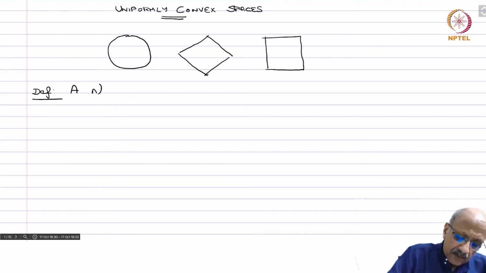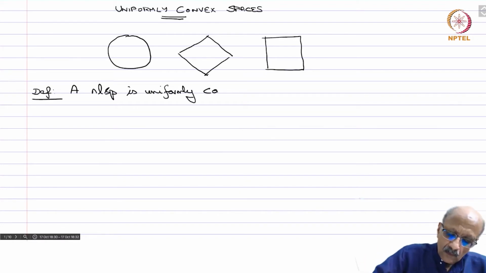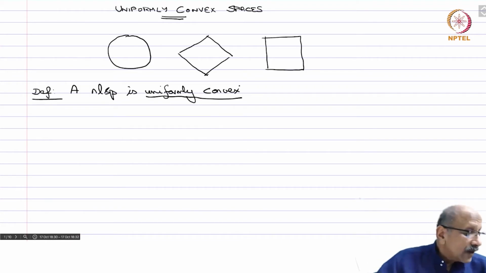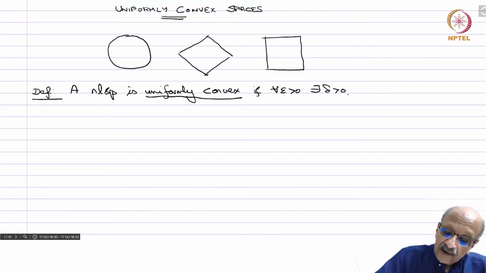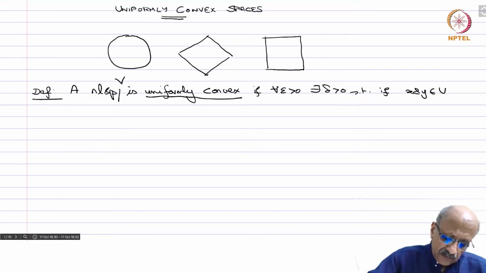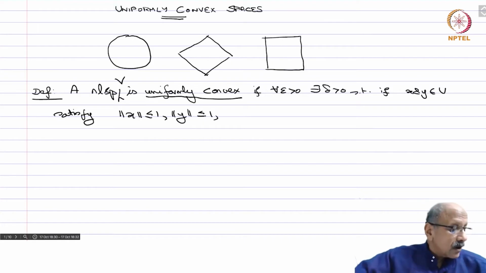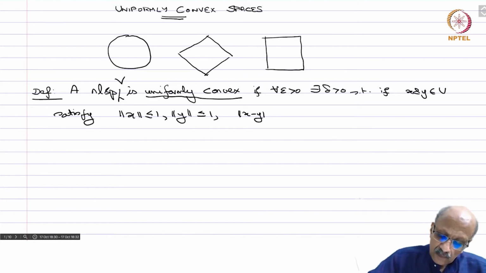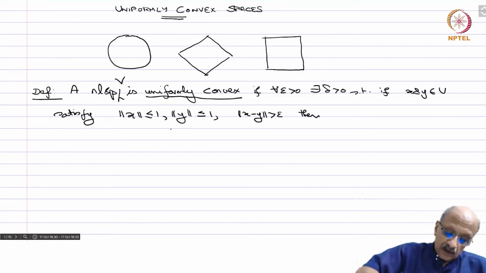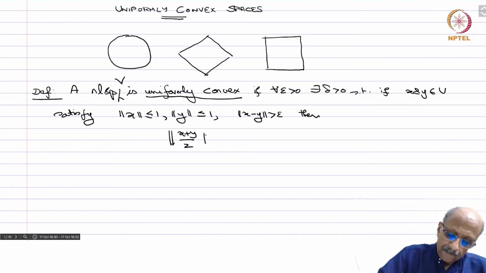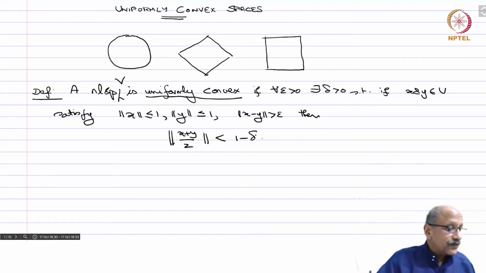A normed linear space V is uniformly convex if for every epsilon positive there exists a delta positive such that if x and y in V satisfy norm x less than or equal to 1, norm y less than or equal to 1, norm x minus y greater than epsilon, then norm of (x plus y) by 2 is less than 1 minus delta. Okay, so this is the definition.